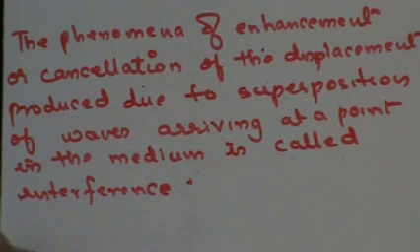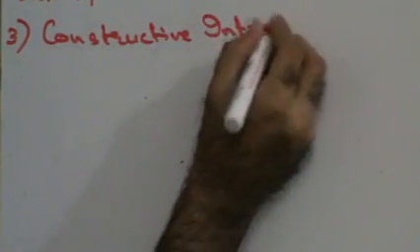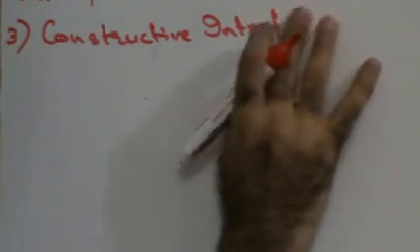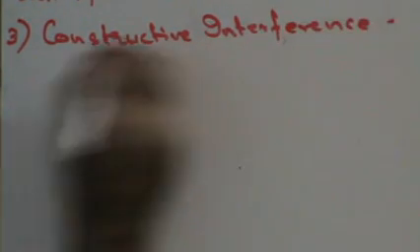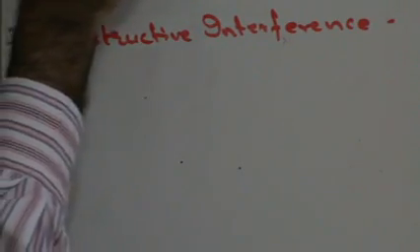Now, when we talk about interference, there are two different types of interference. One, you can have constructive interference. So what is constructive interference? If the two waves reach at the point simultaneously such that the resultant displacement at the point is the sum of the two waves, then it is constructive interference. What I showed you here.